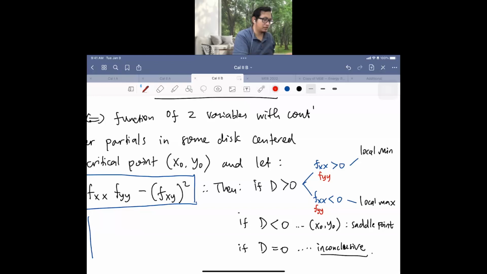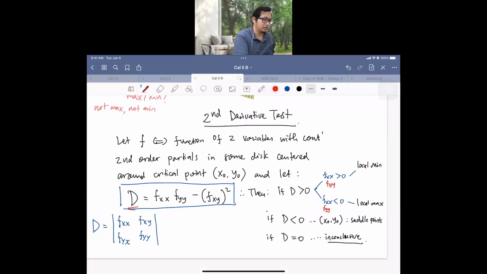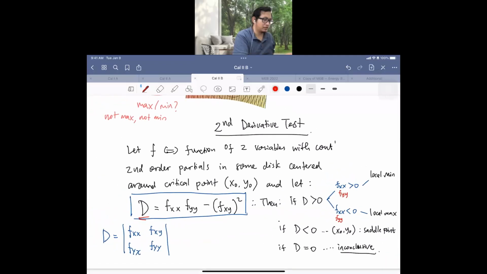Okay, I think we can have some example. If you want to write completely this in the second derivative test.